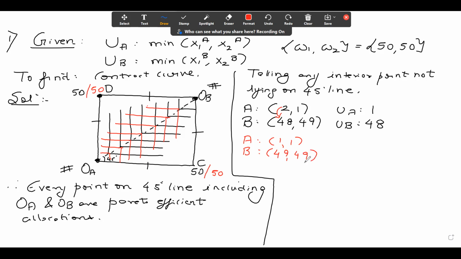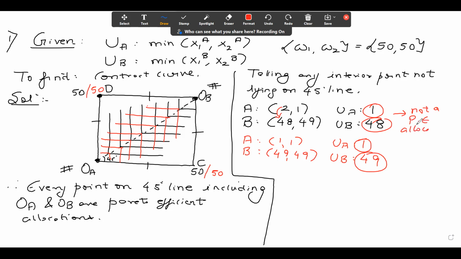Suppose this exchange happens. Suppose A gives the first unit of X1 to B. So what is the utility A is going to get now? Min of 1, 1, which is 1. What is the utility B is going to get? Min of 49, 49, which is 49. You can clearly see, guys, B has become better off than before without making A worse off. Therefore, this is not a Pareto efficient allocation.